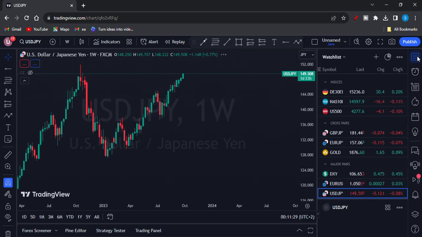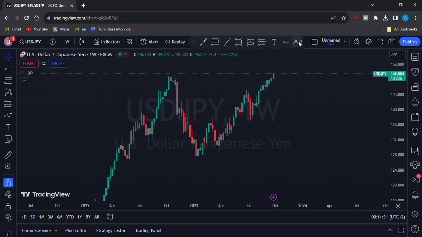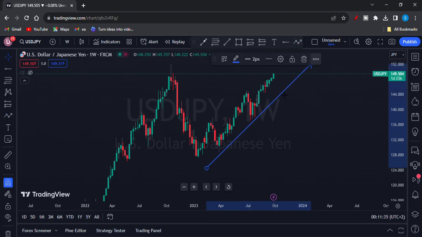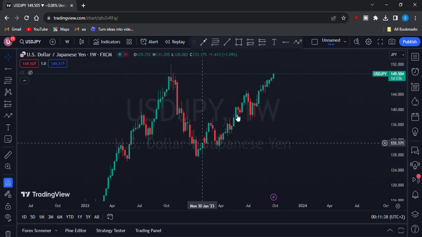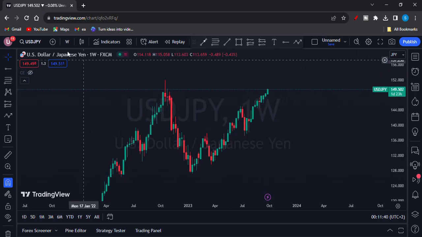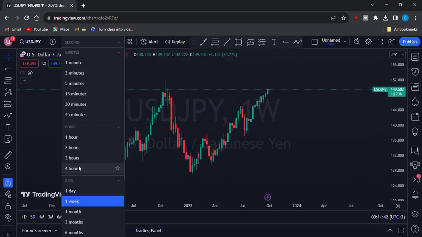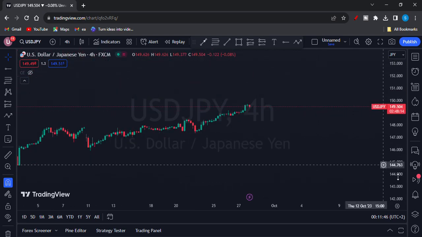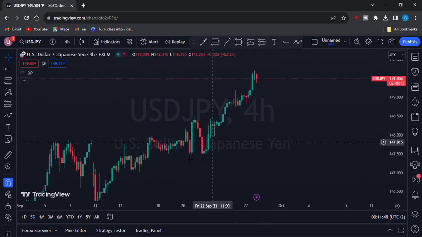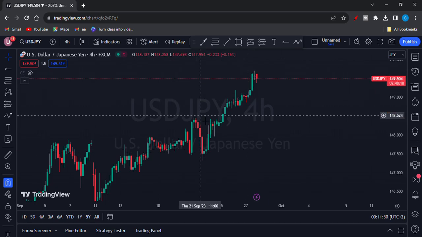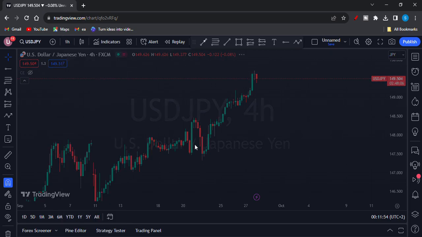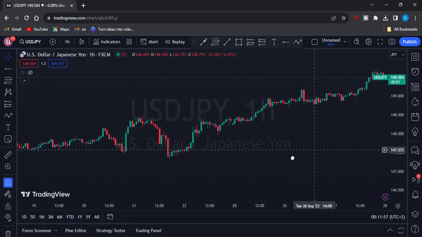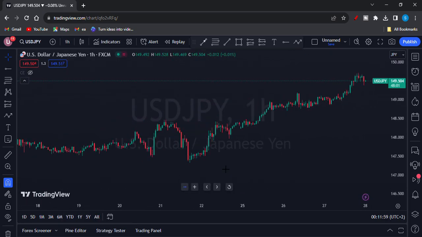And let's go to USDJPY. And then on a weekly, we are on an uptrend. So we have been pushing to the upside for quite some time. And then on the 4-hour, we're still pushing to the upside. There is, let's go to our hourly before I find my zones.